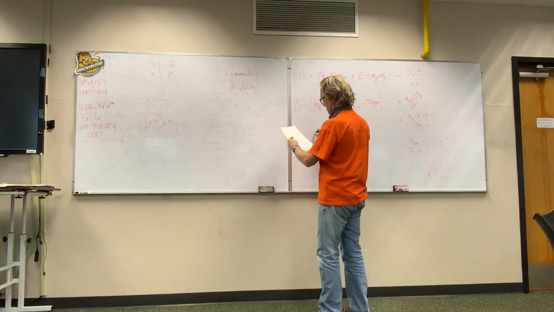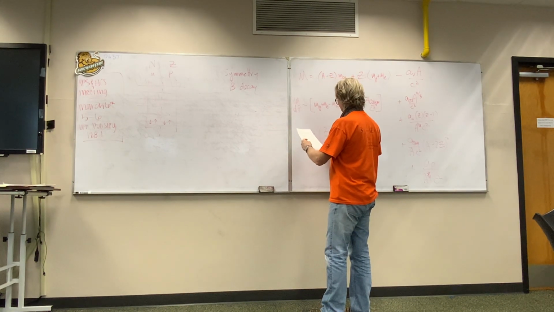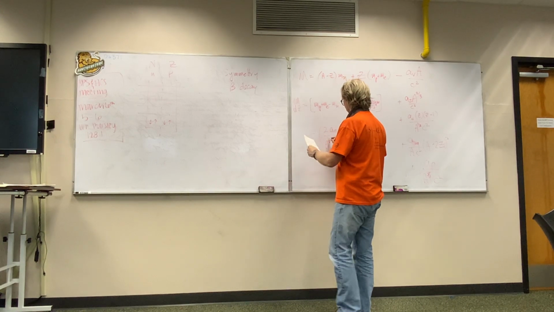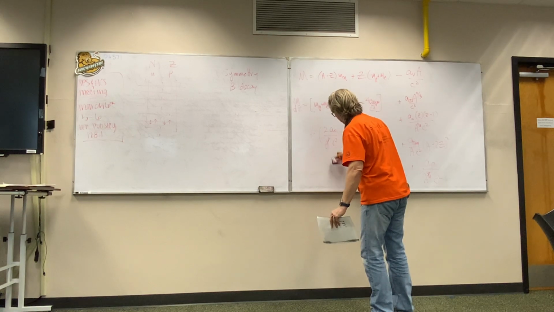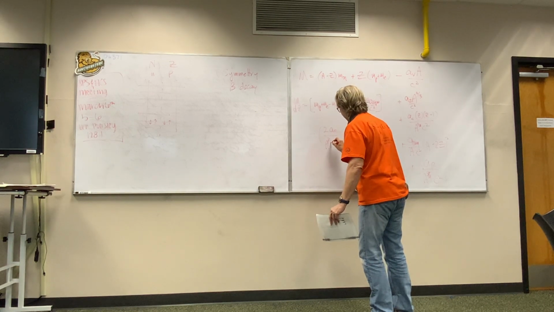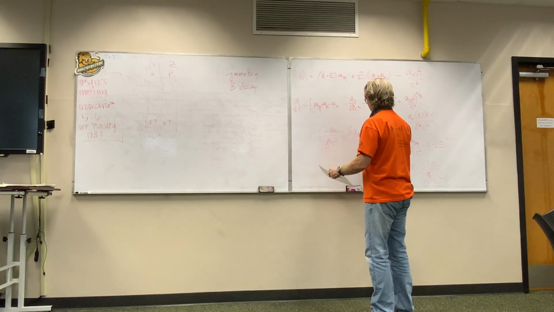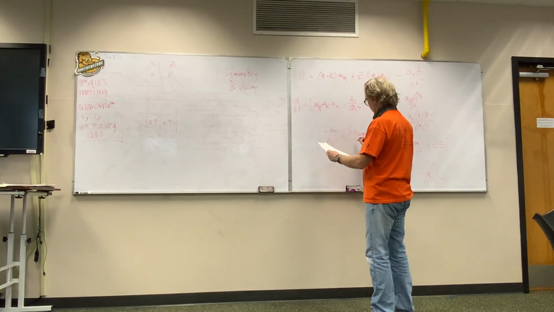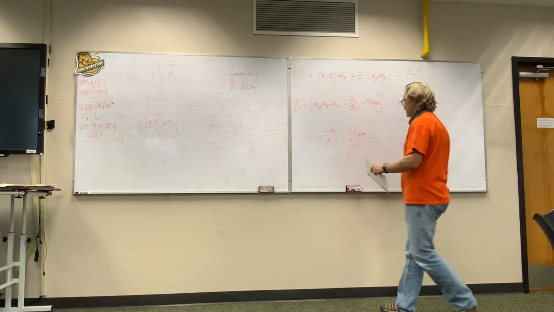Plus 2a Coulomb over A to the 1/3 c squared Z. That's a 3. Plus 8 asymmetry over A c squared Z.